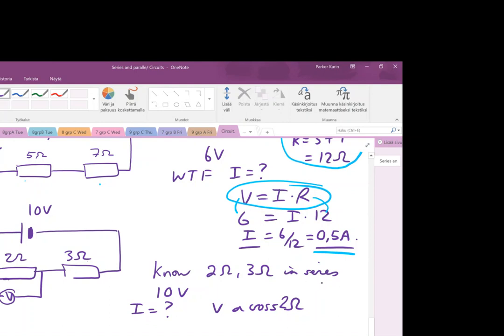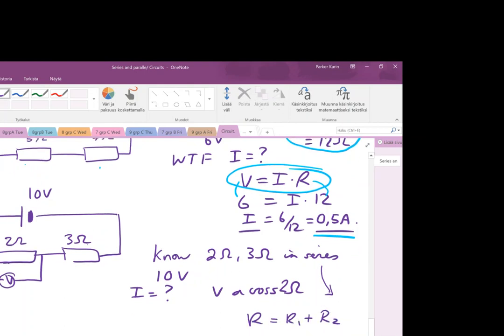Well, they're in series, so add them. R equals R1 plus R2. So our total, 2 plus 3 is 5 ohms. Yeah, that's our first step.